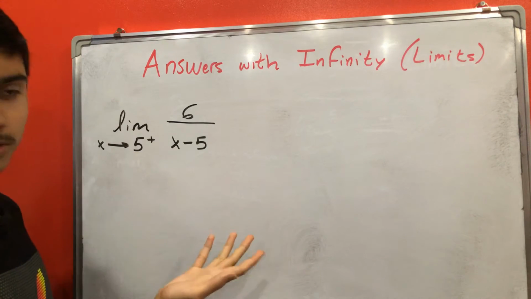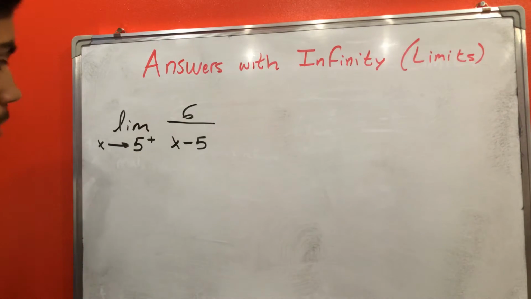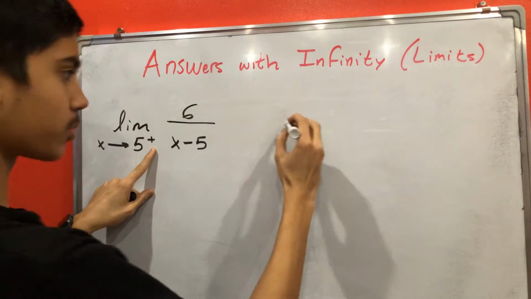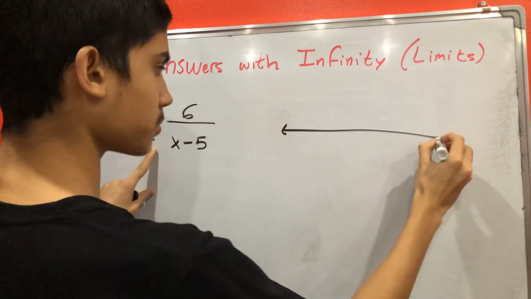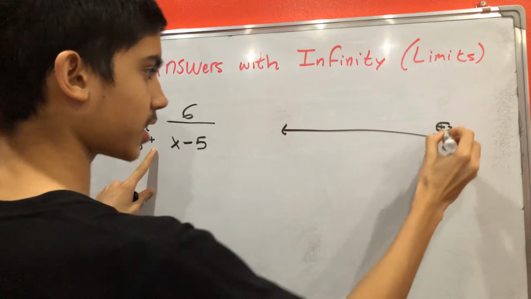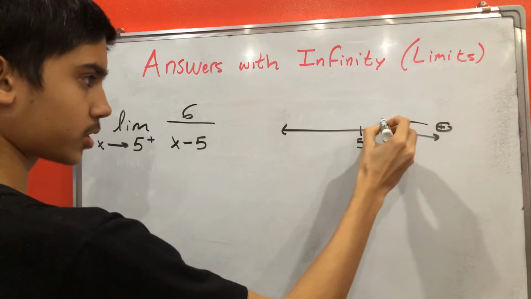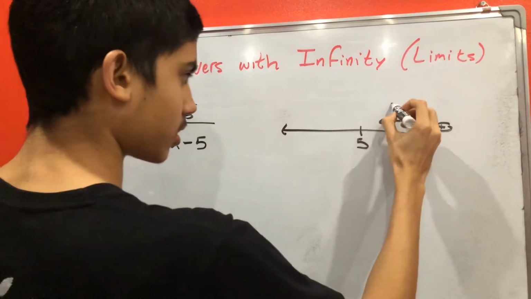We see that we get 0 in the denominator, so that won't work. So what we're going to do is see what it means for it to go from the plus. We know when it comes from the plus, it's coming from this side, from a number that's bigger than 5. So it's going to approach the 5. And so it's going to come from this side.